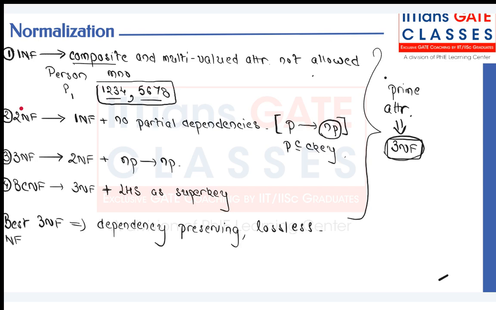And always remember this: a relation with only prime attributes will be in 3NF. Okay, please keep this in mind. A relation with only prime attribute will be in 3NF.